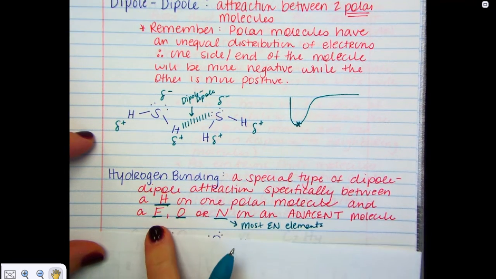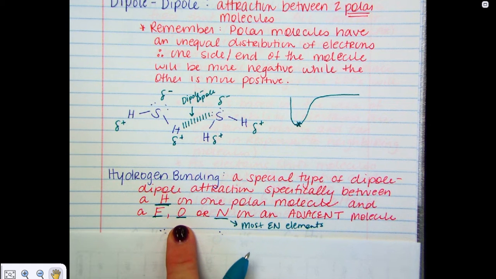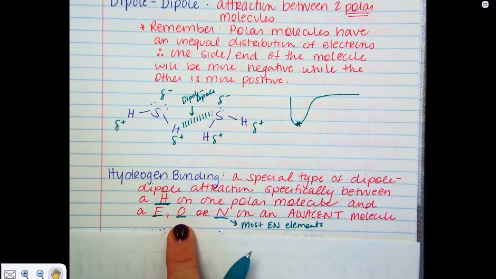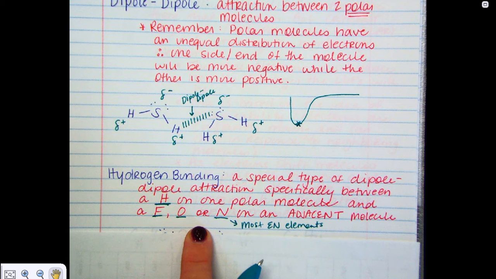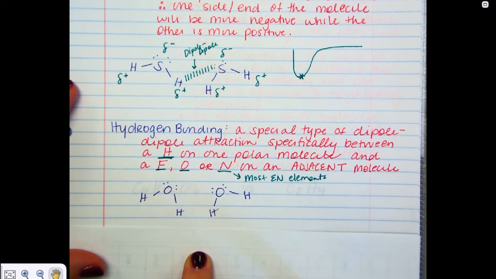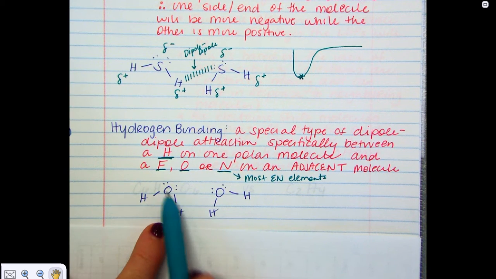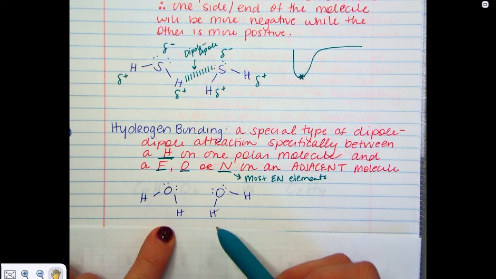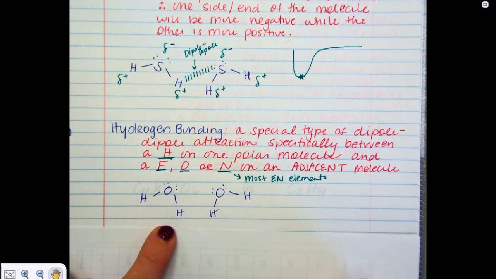So that means that their partial negative is going to be greater than anything else on the periodic table's partial negative. Those three have the greatest electronegativity, so they can pull the electrons more tightly than anything else, and it's going to have the best, greatest partial negative. Okay? So when I look for hydrogen bonding, I have to have a hydrogen attached to one of these on a different molecule being attracted to one of those on another molecule.